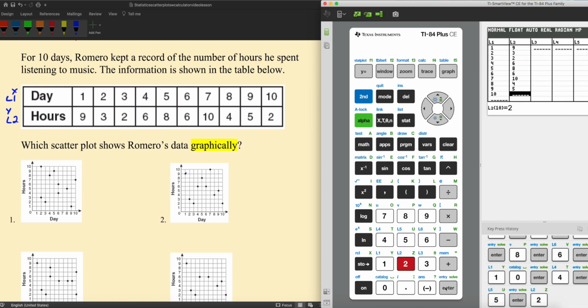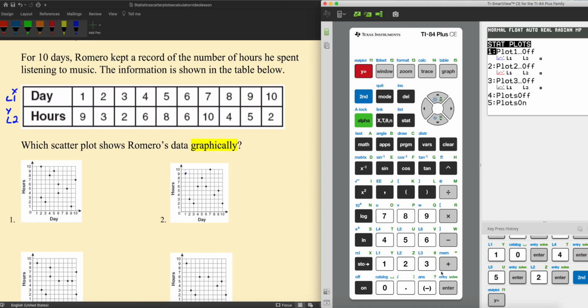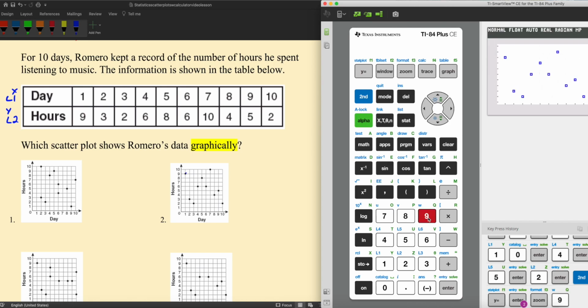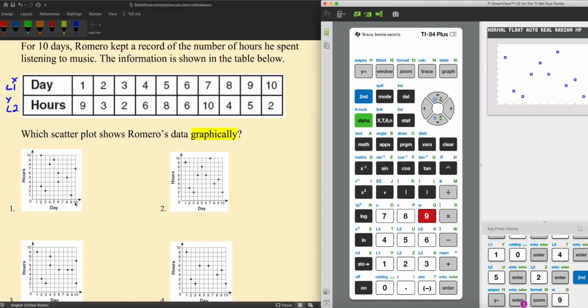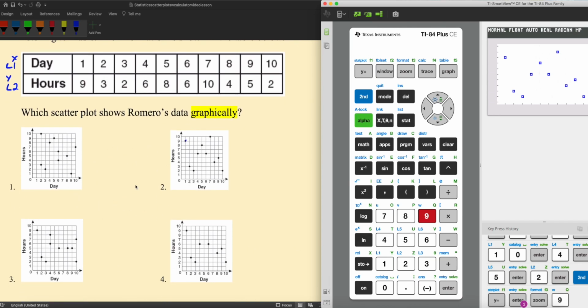And finally 2. Before you go through the rest of it, check to make sure these numbers are the same. They are the same. Now it's second function, y equals, enter to lock in your scatter plot. And then of course you hit zoom 9, bang. By the way, no correlation, right? Just that's for a review. This is a no correlation scatter plot. But that's not what it wants to know. It wants to know which of these, right? Which scatter plot shows Romero's data graphically? So which one of these matches this? Well, if you look very carefully, guys, it is choice 2. All right, choice 2 is my answer.